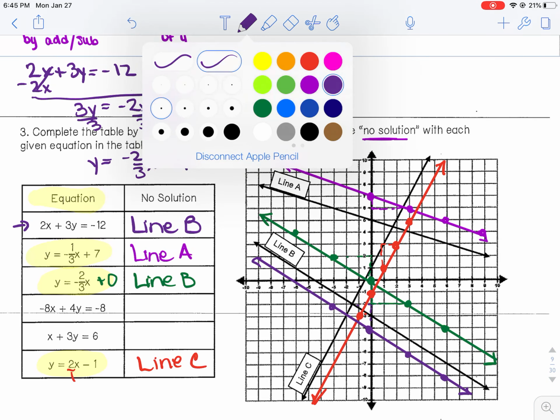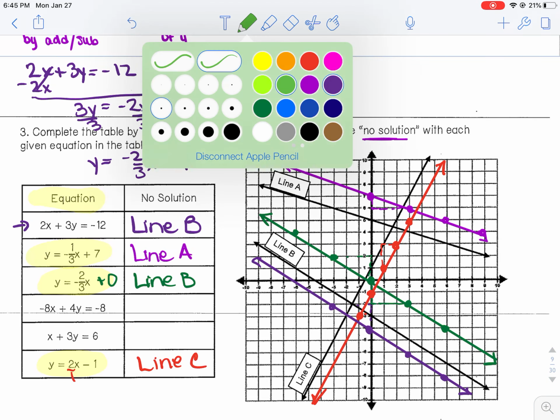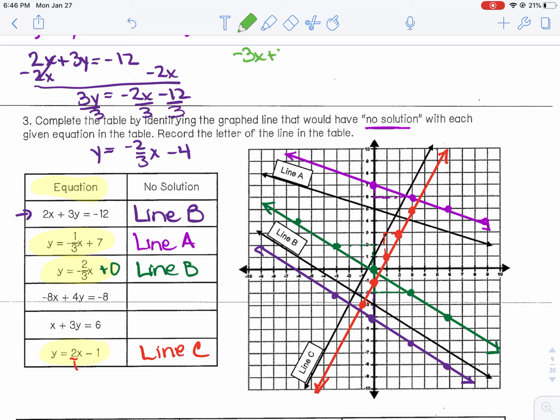Okay, let's look at the one in the middle. We have, sorry about that, -3x plus 4y is equal to -8. So we're going to add 3x to each one. And I've got 4y is equal to 3x minus 8. We'll divide everything by the coefficient of y. And that's going to leave me with y equals 3/4 x minus 2.